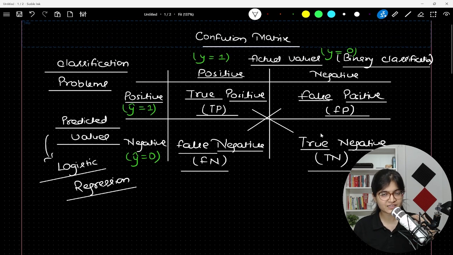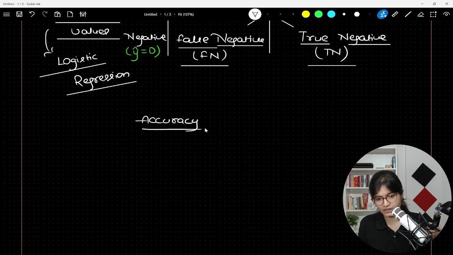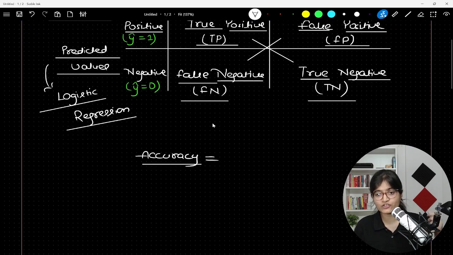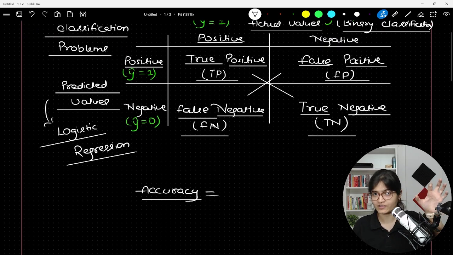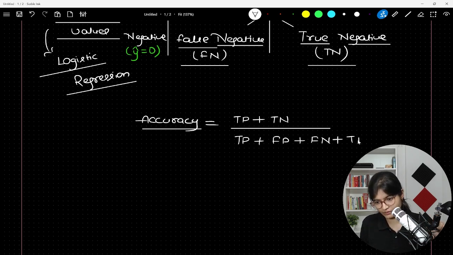Now, with the help of this confusion matrix, we will be able to evaluate different model evaluation metrics. For example, if someone asks what is the meaning of accuracy? Accuracy is nothing but the total correct predictions, which is the true positive plus true negative, divided by the total of all 4 terms: true positive, false positive, false negative, plus true negative. So this is the first thing which we can evaluate very easily, which is accuracy.